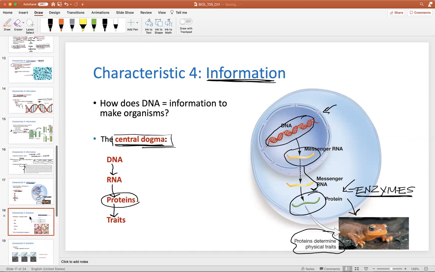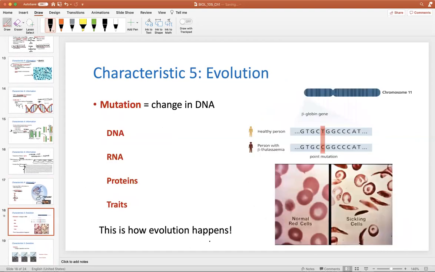All right, we've now gone through our 4 characteristics. We've got to talk about our last one, which is evolution, and it's directly tied to this idea of genes. So a mutation is equal to a change in the DNA, and it's mutations that lead to evolution. And I'm going to show you how that works.